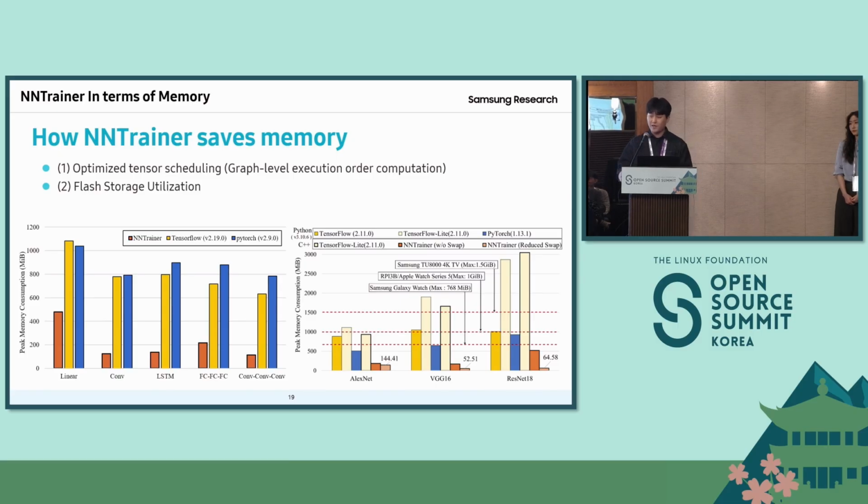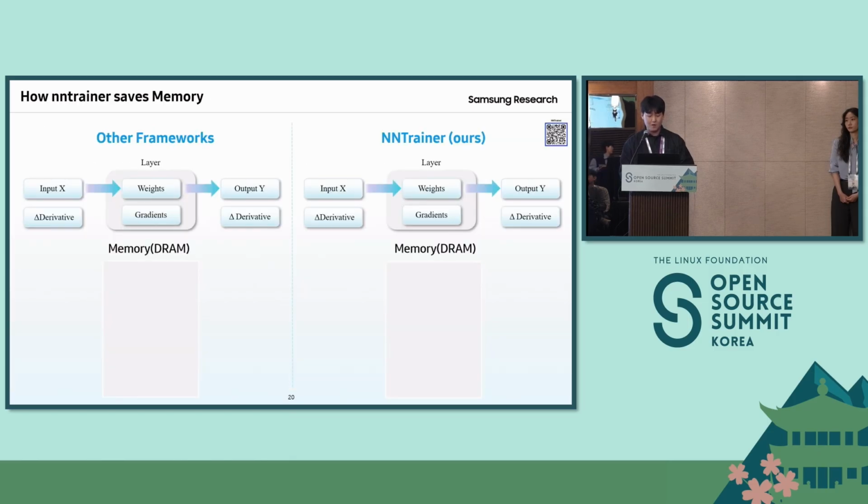We implement many features and algorithms in NNTrainer. Today, I will explain two key concepts in NNTrainer. First, optimized tensor scheduling, which is graph-level execution order computation. Second is flash storage utilization. These two features make it possible to achieve a dramatically lower memory footprint compared with other frameworks. First, I will explain tensor scheduling.